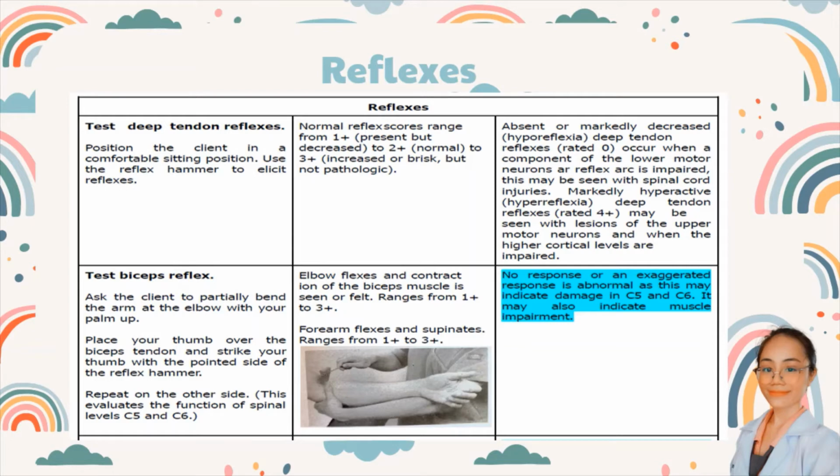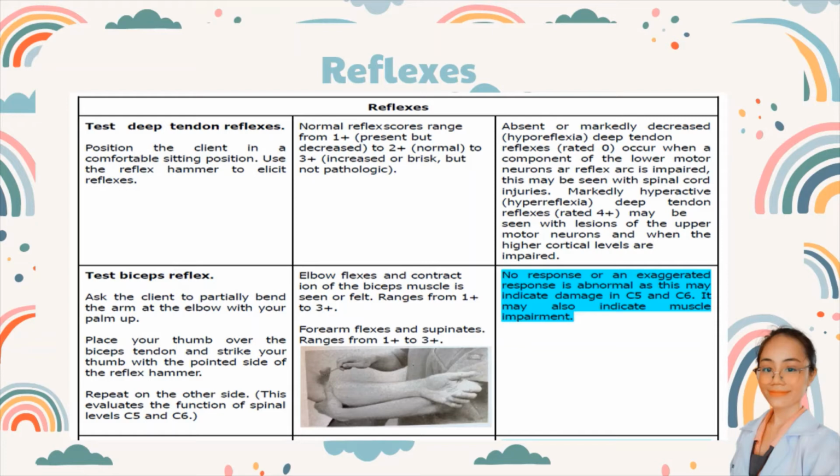And then as for the test for the biceps reflex, we have to ask the client to partially bend the arm at the elbow with the palm up, then place your thumb over the biceps tendon and strike your thumb with the pointed side of the reflex hammer. Repeat on the other side, and this evaluates the function of the spinal levels C5 and C6.